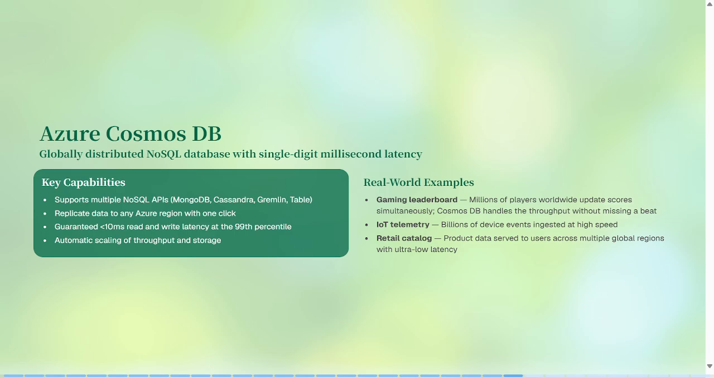Azure Cosmos DB is a globally distributed NoSQL database. It supports multiple APIs: MongoDB, Cassandra, Gremlin, Table. It provides single-digit millisecond latency, automatically scales throughput and storage, and is designed for global real-time applications.